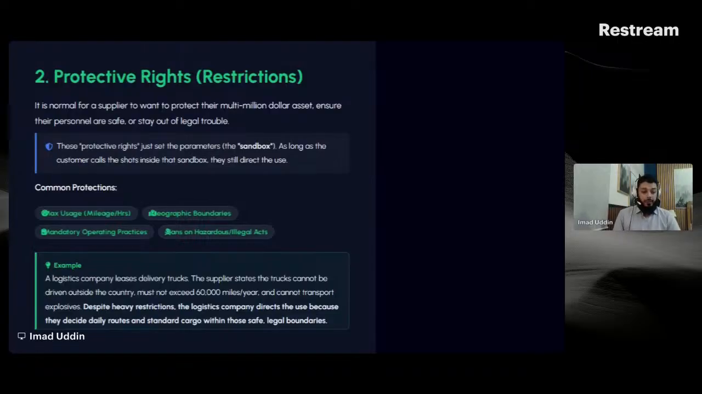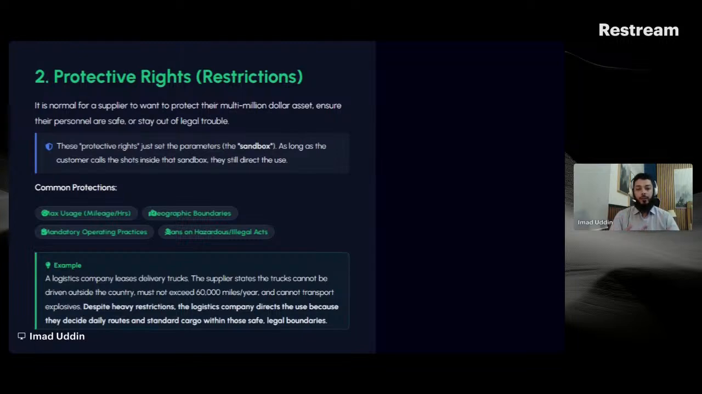Now, there could be some protective rights which would not violate the right of control requirements, and it is very normal for suppliers to have these kinds of protective rights. So let's say there's a multi-million-dollar asset, and the lessor or the owner wants to protect it and ensure that it's safe. These protective rights just set the parameters, which means the sandbox or scope, as we talked about earlier. As long as the customer plays inside that sandbox, they still direct the use. So what kind of protective rights could there be? There could be usage protection rights we talked about.